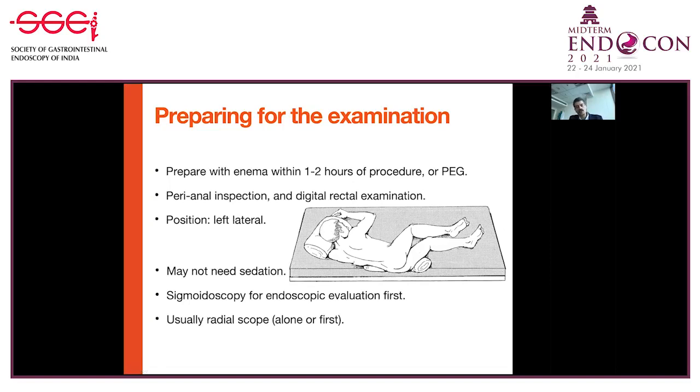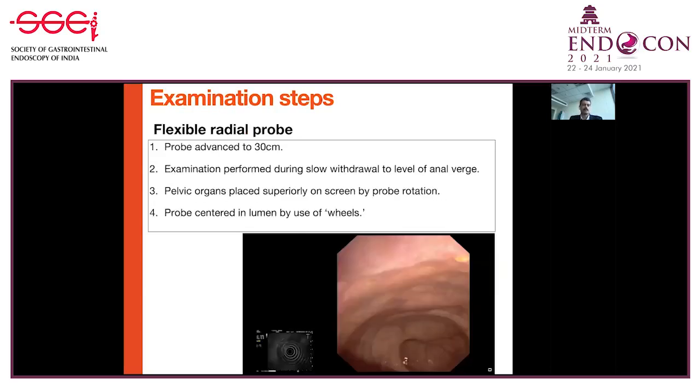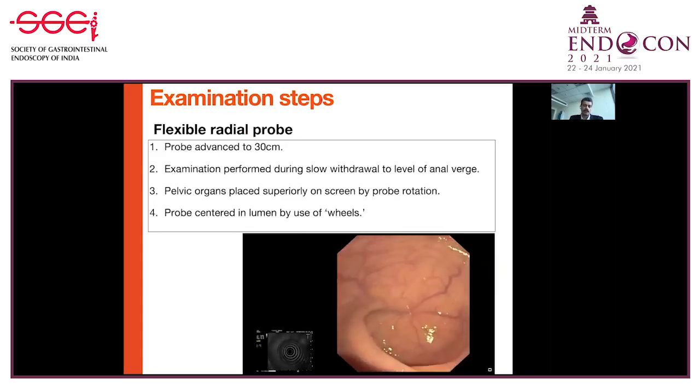We usually begin with sigmoidoscopy to evaluate the mucosa, any stenotic lesions, and to clean the rectum of stool and any mucus. And as I have mentioned before, we would usually begin with a radial US scope. Now, this is how we start the study.